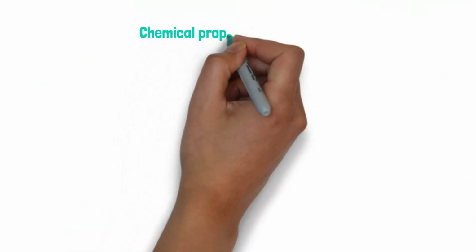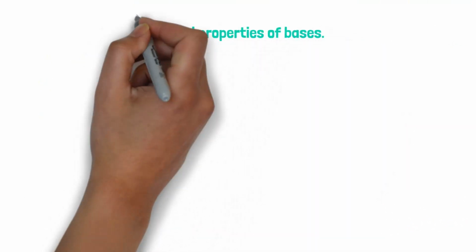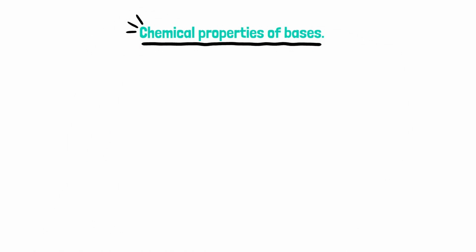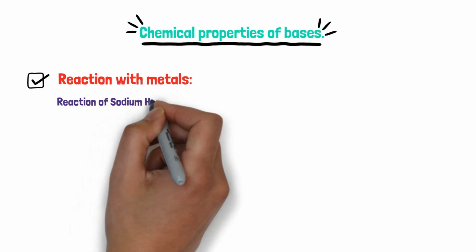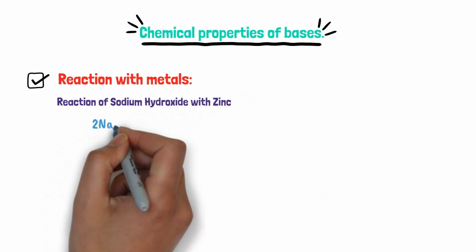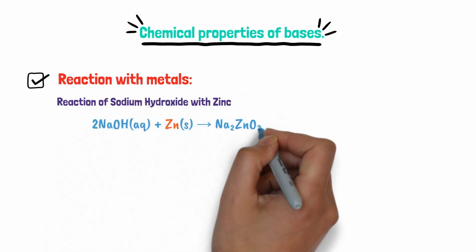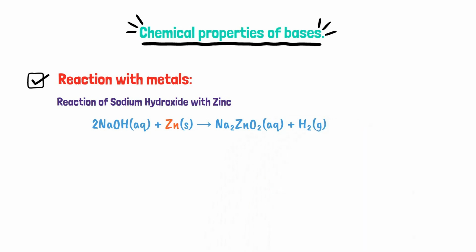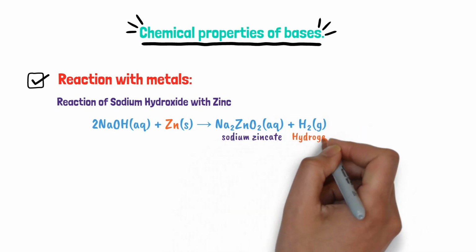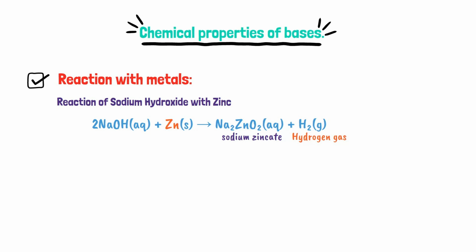Now, let us talk about the chemical properties of bases. Bases like sodium hydroxide react with active metals such as zinc to form a salt called sodium zincate and release hydrogen gas.